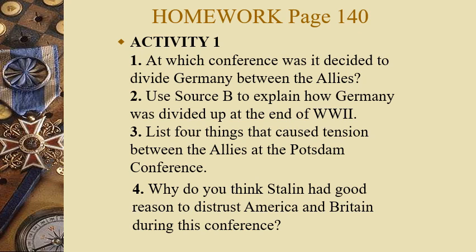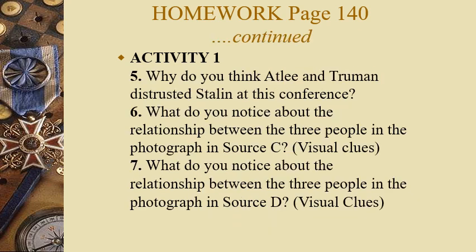Question number 2, use source B to explain how Germany was divided up at the end of World War II. Question number 3, list 4 things that caused tension between the Allies at the Potsdam Conference. Question number 4, why do you think Stalin had a good reason to distrust America and Britain during this conference? Question 5, why do you think Attlee and Truman distrusted Stalin at this conference?